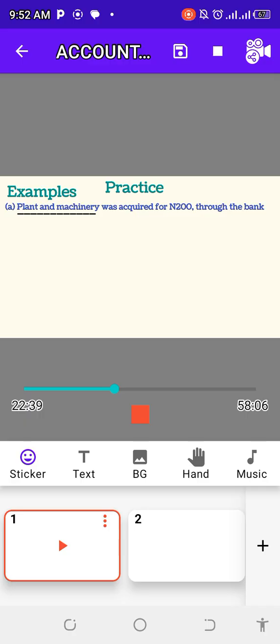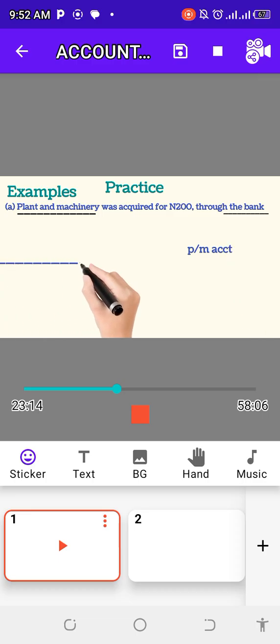Bank account. Plant and machinery is an asset. Bank account is an asset. Bank account gives, plant and machinery receives. So plant and machinery account receives. And how does an asset receive? An asset receives by the debit side, and the bank gives out by the credit side. So in this transaction, we are going to debit plant and machinery account and credit bank account.